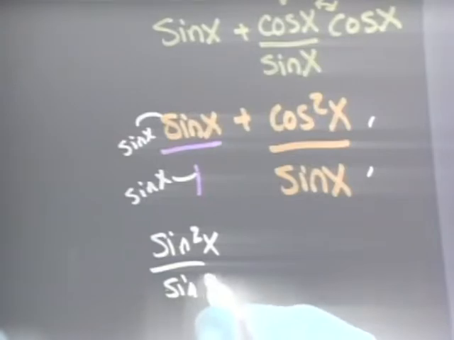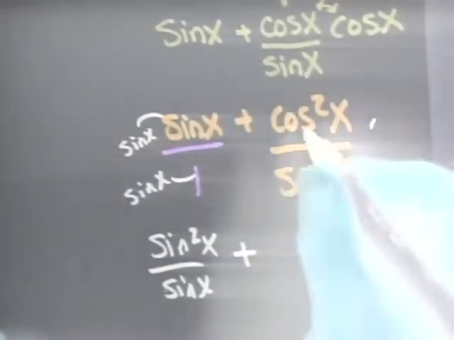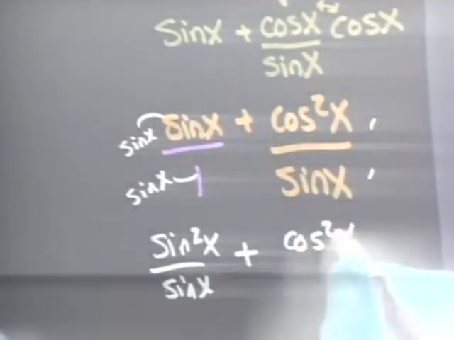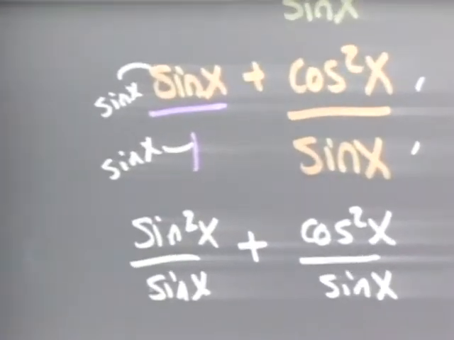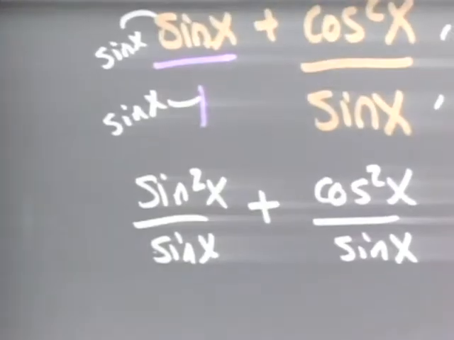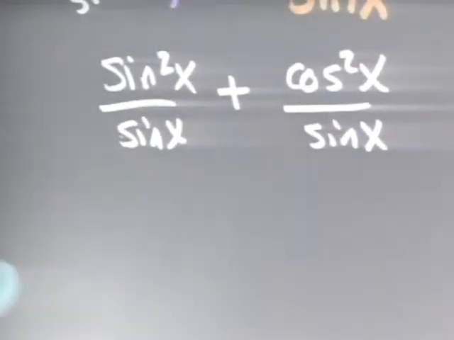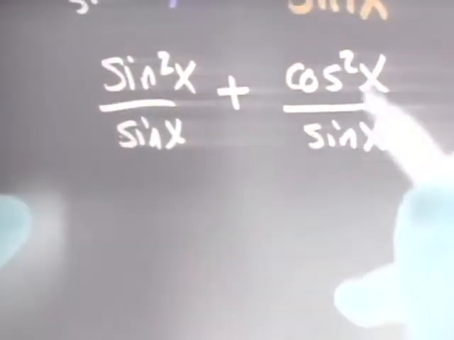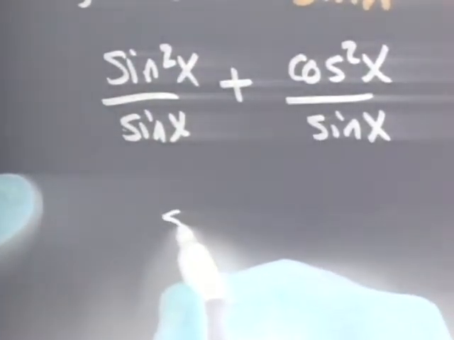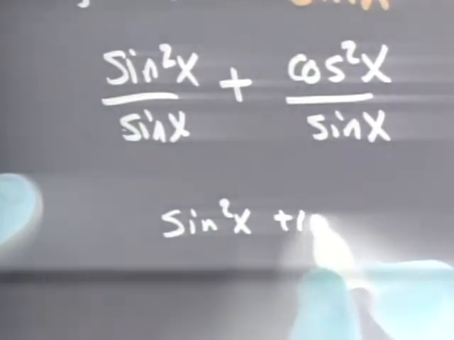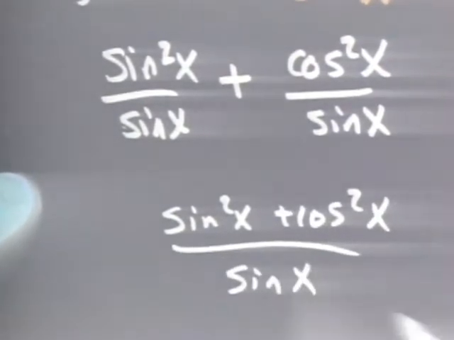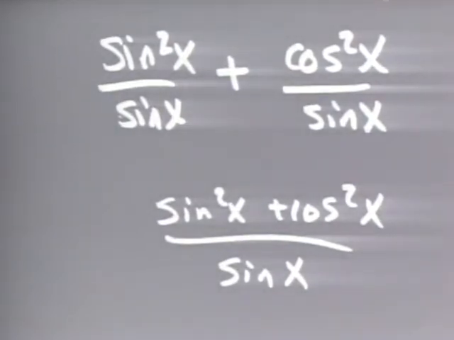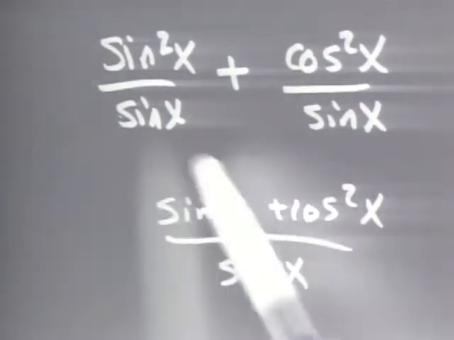Then my plus sign. And then you got cosine squared x over sine x. Now that they have the same bottom, you've got these two fractions with the same bottom. Now you can combine the fractions together and make one fraction. So it would just be sine squared x plus cosine squared x over sine x. Just like if I had 2/5 and 6/5, I'd put them together and make 8/5. The bottom is still a 5. So sine on bottom, still sine on bottom.